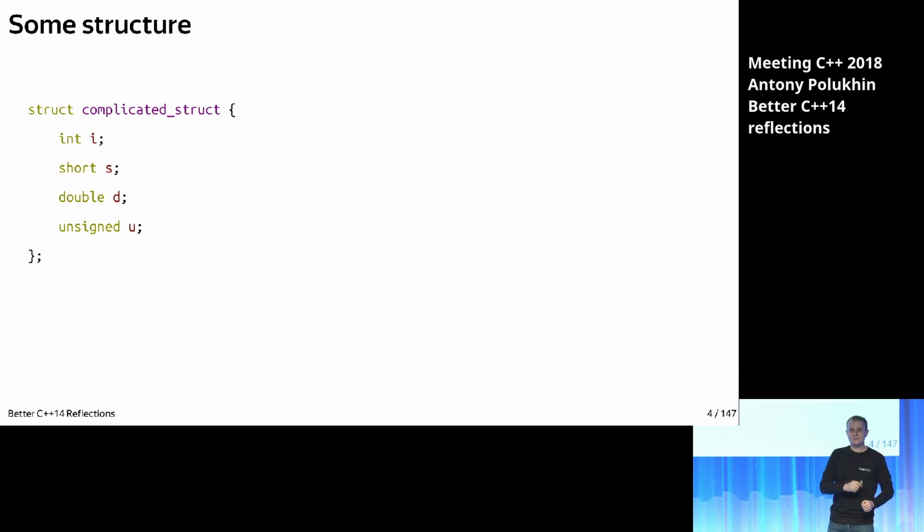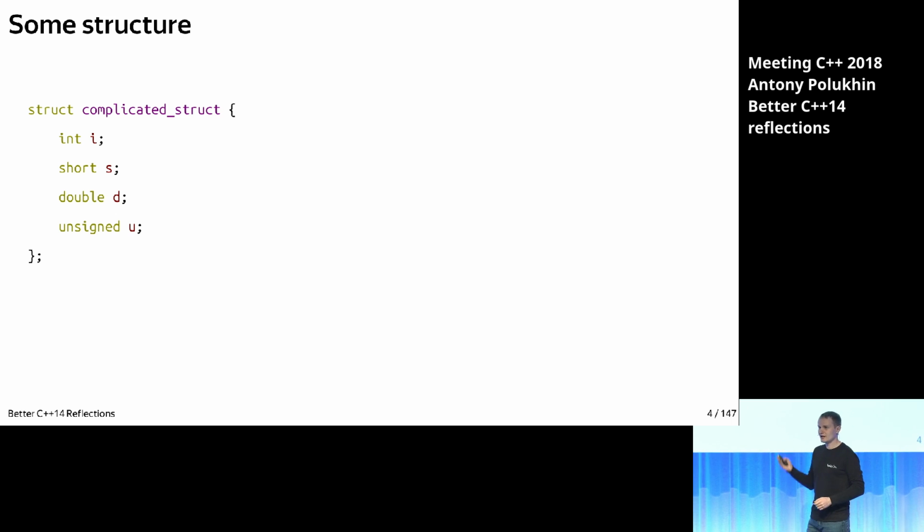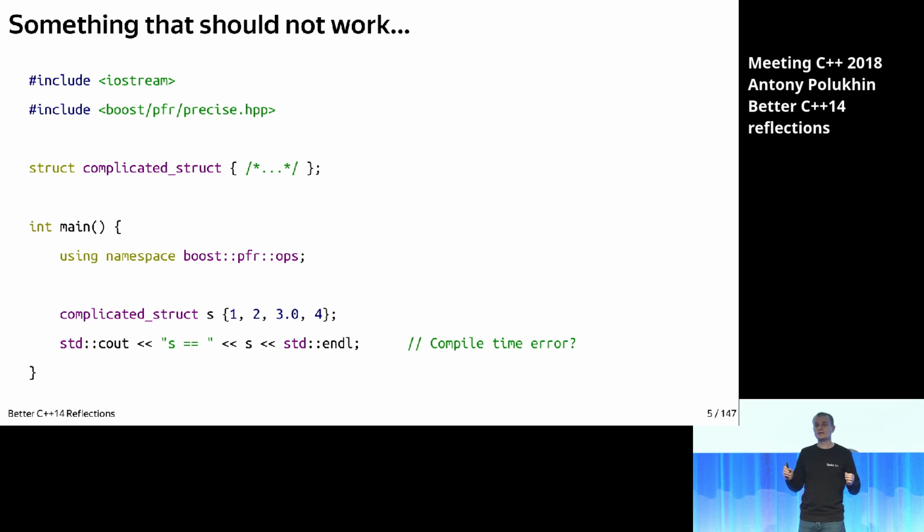So now, let's start. Imagine that you have some structure. It has some name. It has some fields. Those fields have also some names. Now, with that structure, we can write the following code. We can include the iostream header. We can include the Boost PFR library. We can define our structure. And after that, we can write a main function. In that main function, we create a variable of our structure type, and aggregate initialize it. After that, we try to output that variable into std::cout.